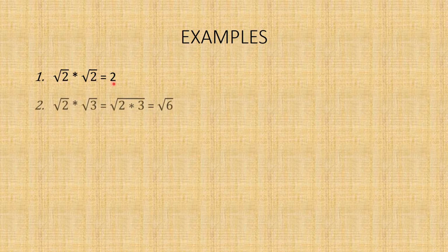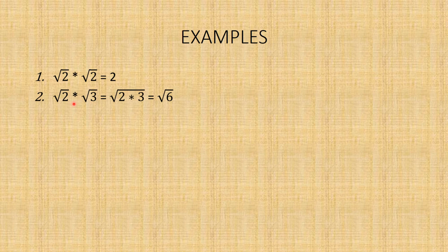Then let us look at examples. How do we deal with surds? The first example, I have root 2 times root 2. Remember from the first rule, if the numbers are the same under the root, it is equivalent to that number. So root 2 times root 2 is giving me 2. The next one, I have root 2 times root 3. From the second rule, I just multiply these numbers under the root. That is root of 2 times 3, giving me root 6.